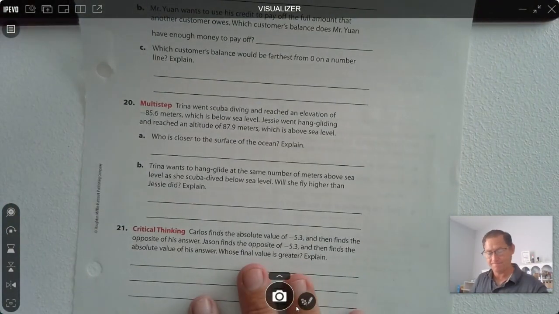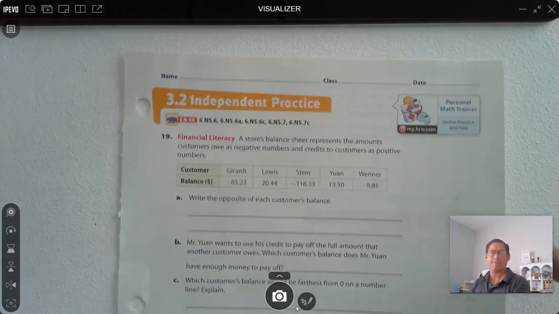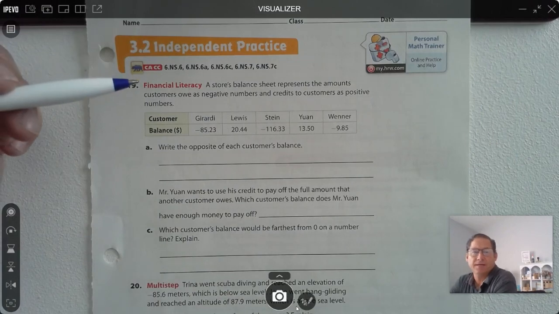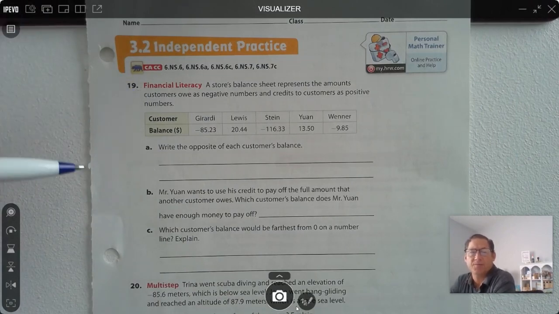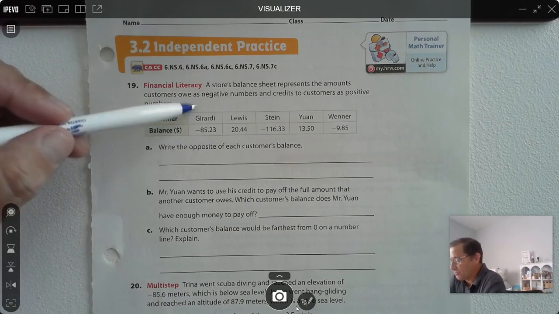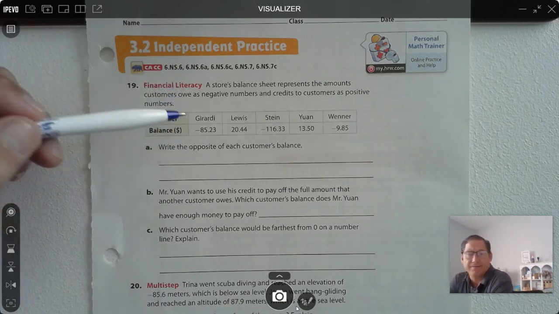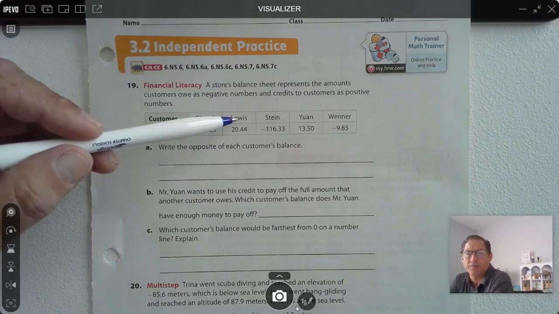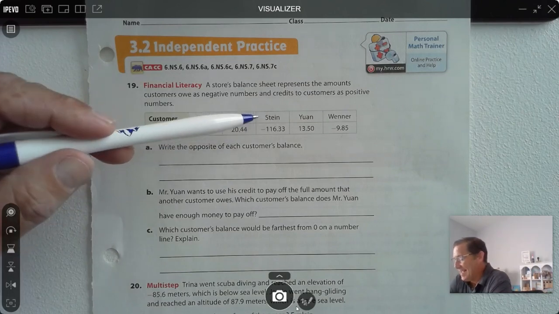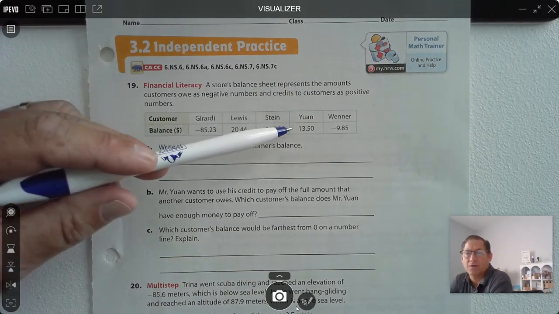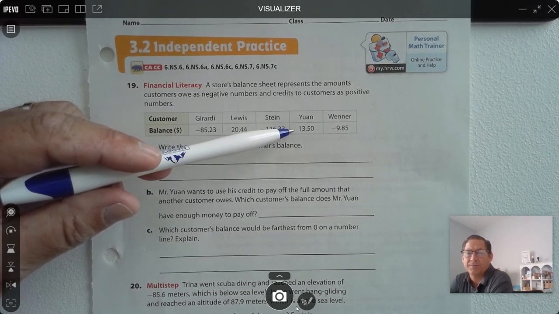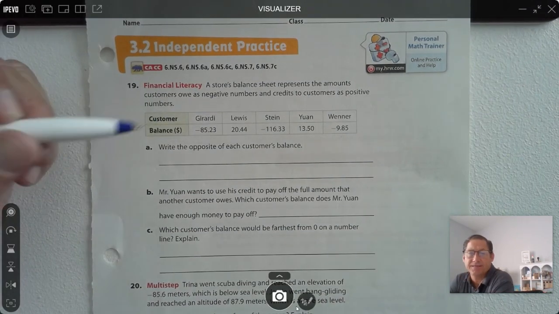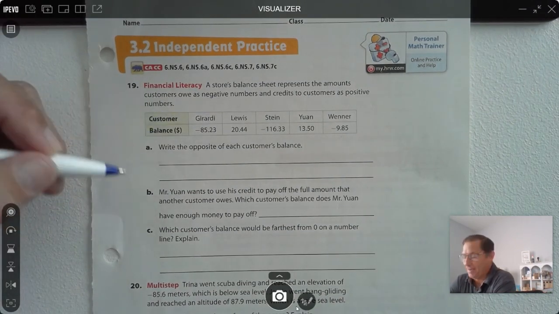Move on to page 57. Number 19. A store's balance sheet represents the amounts customers owe as negative numbers and credits to customers as positive numbers. All right, so Girardi owes $85.23. Lewis has a credit of $20.44. Stein has a debt of $116.33. Juan has a credit of $13.50. And Wenner has a debt of negative $9.85. So write the opposite of each customer's balance.